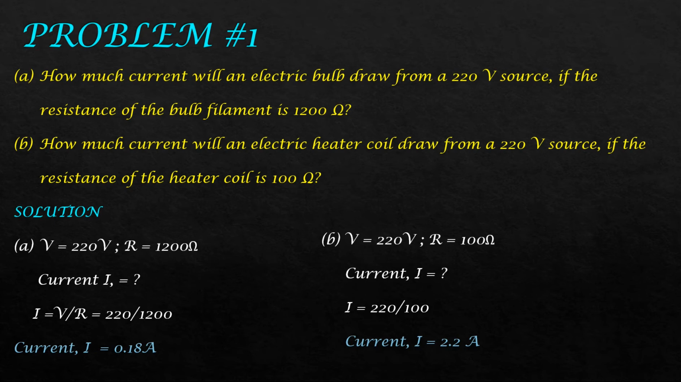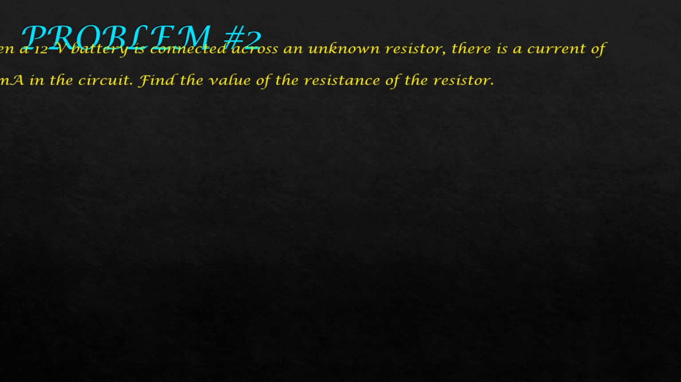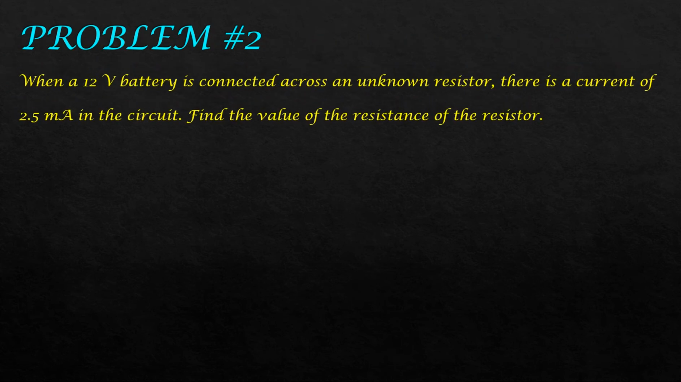Okay, so let us go to our next problem, which says that when a 12-volt battery is connected across an unknown resistor, there is a current of 2.5 milliampere in the circuit. Find the value of the resistance of the resistor. So we have given our voltage source and also the current produced. So we have to find the resistance.